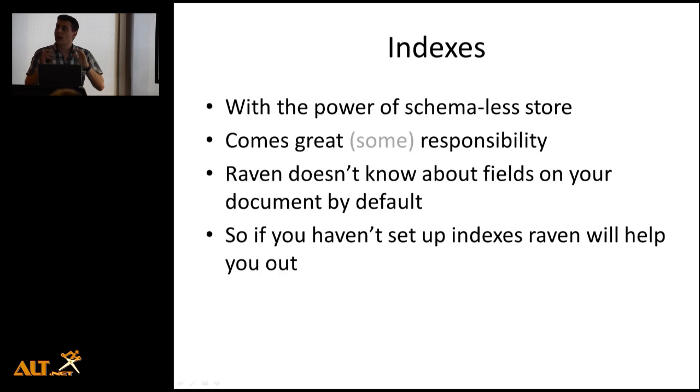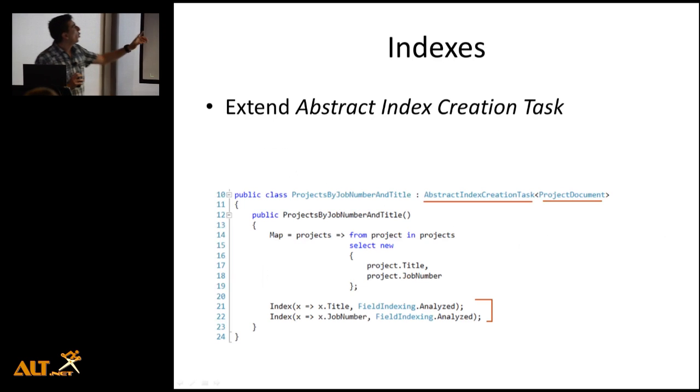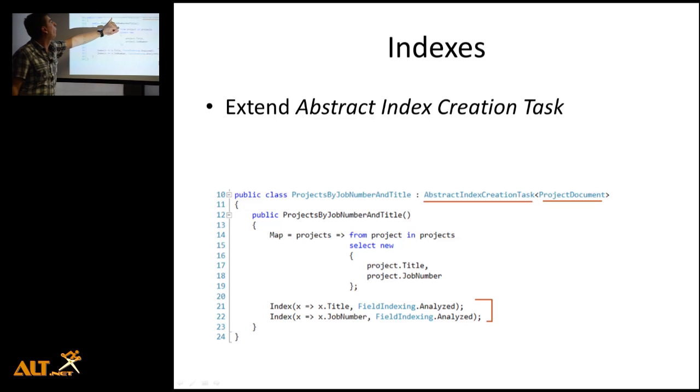Make your own indexes, have them fine-tuned. It's not tricky, and this is another bit of .NET code that you write that gets deployed. All you have to do to create an index is extend from AbstractIndexCreationTask. So you extend from some kind of Raven concept, some class, and you tell it. And in this case, sorry for switching paradigms, but in this case we've got projects. And projects just have a title and a job number.